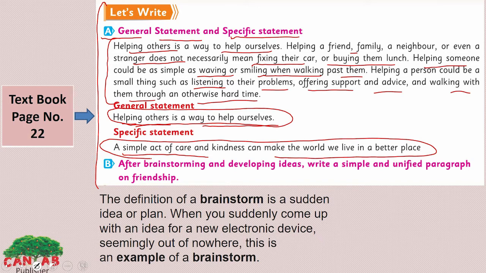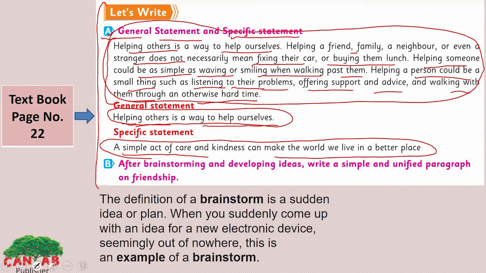Yes, these are the supporting details, like simple as waving, smiling when walking past them. Helping a person could be a small thing such as listening to their problems, offering support and advice and walking them through an otherwise hard time. From this we can have an idea of the specific statement. These are the supporting details which I have underlined for you, which help us to give a specific statement about a paragraph. And the general statement is about the whole paragraph.